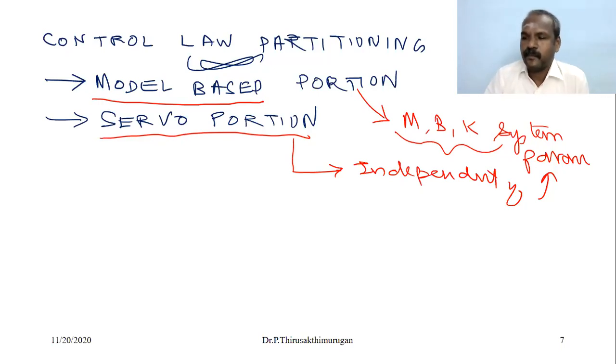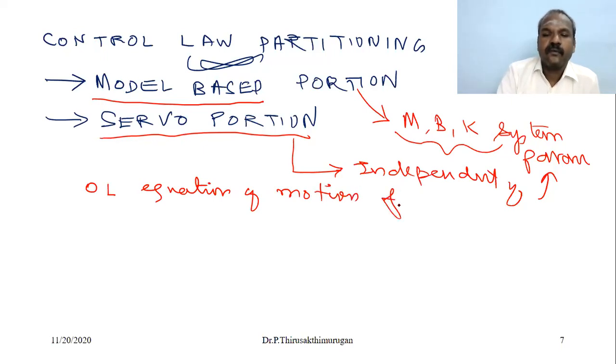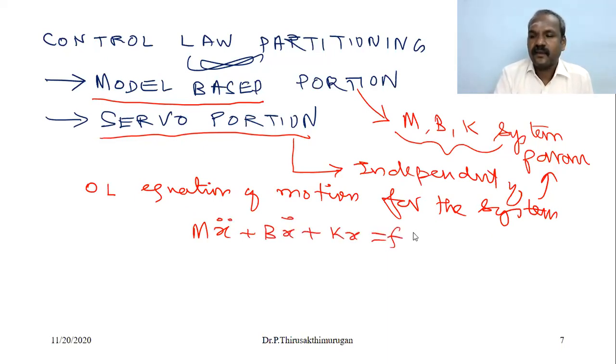Okay, the open loop equation of motion for the system: m x double dot plus b x dot plus k x equals f. So the model-based portion of the control appears in a control law.